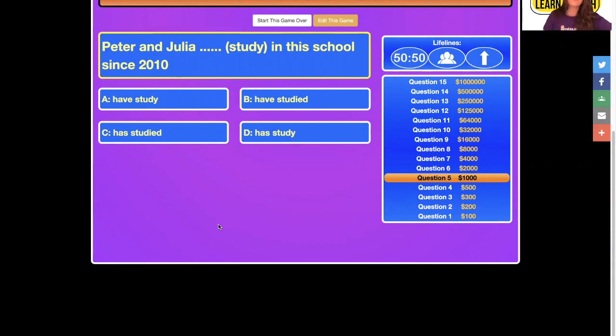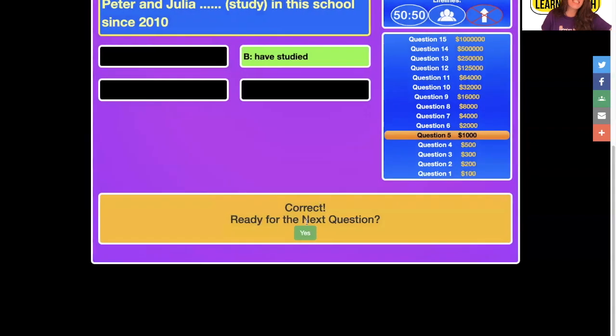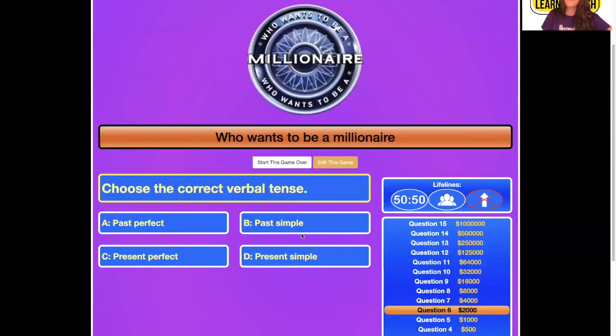What do you think? Okay, remember, we have three lifelines that I'm going to use whenever I want. Vamos a utilizar cuando yo quiera. So, maybe it's time to use one. What do you think? Yes? No? Yeah, I think so. So we're going to use the last one. So the correct answer is letter B. Peter and Julia have studied in this school since 2010. Yes, good.